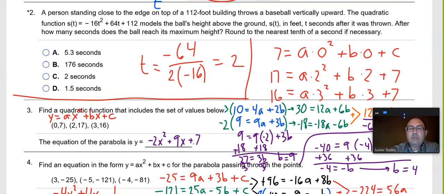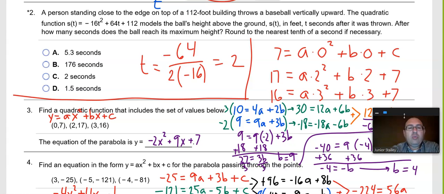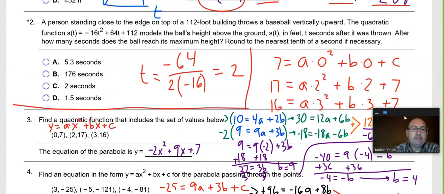Question 2. In this particular question, they're actually launching something from the top of a 112-foot tall building. So they're all the way at the top of this building, and they launched it off the top, okay? And then it's going to come down to the ground.